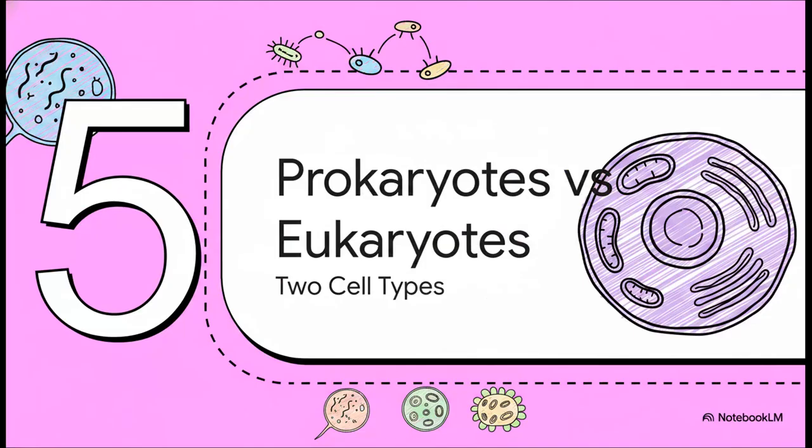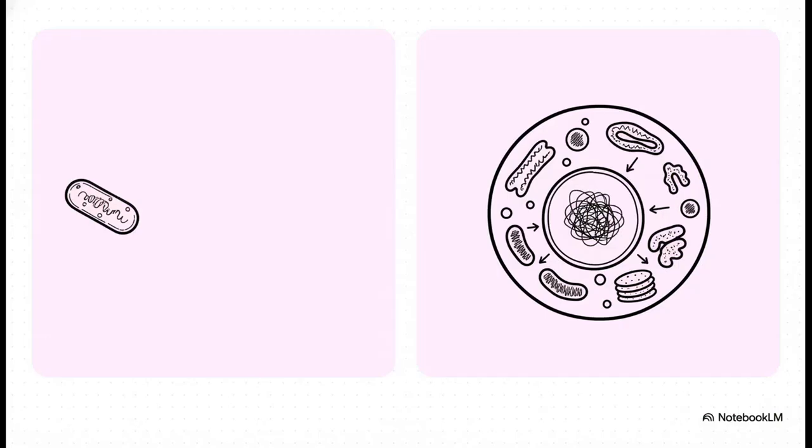And finally, Section 5, Prokaryotes versus Eukaryotes. To properly wrap up our explainer today, we need to categorize all these different types of cells into two main biological genres of life. On the left side, we have prokaryotic cells. These are the ancient survivors. They're small, simple, and crucially, they do not have a nucleus. Their genetic material just floats freely in the cytoplasm, and they completely lack membrane-bound organelles. These are your fiercely independent unicellular bacteria and archaea.